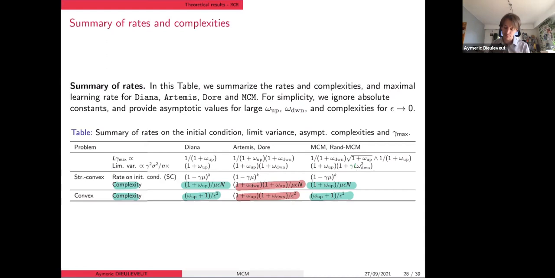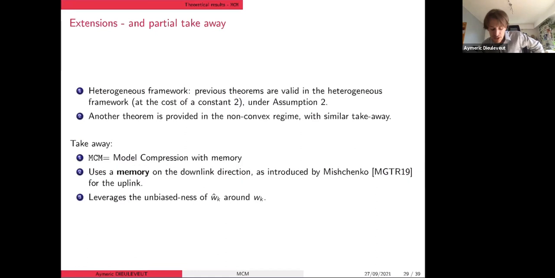just a few minutes to discuss some extensions and show you a few experiments that illustrate that. So what I've presented during the talk were the rates for the homogeneous framework, especially the proof for ghost. I didn't talk about heterogeneity because it's just simpler, but everything I've said applies to the heterogeneous framework with an extra factor of 2. So it's exactly the same. And we also have, as I mentioned earlier, a theorem in the non-convex regime.